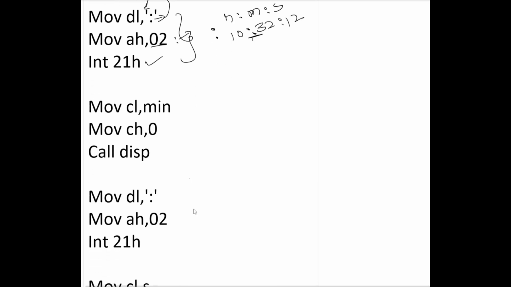The next line is move CL comma min. The value which is stored in the min variable is moved into the CL register. Move CH comma 0. Here the CH register is set to 0. Call disp, it calls the procedure disp to display the value of CL. These three lines of code display the minute value of the current time onto the console.